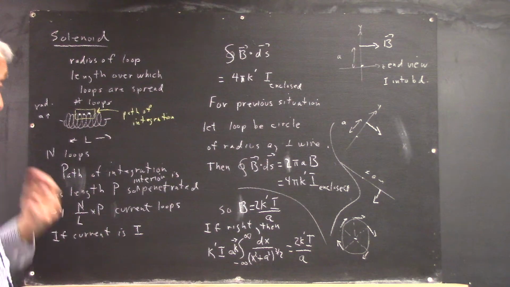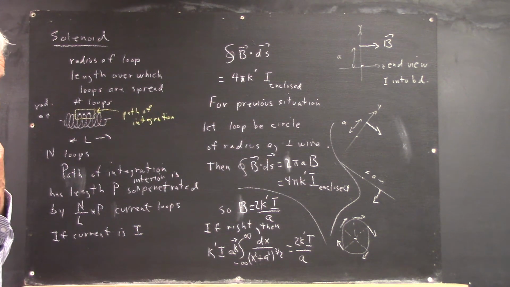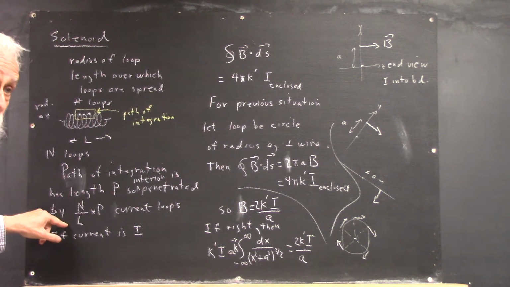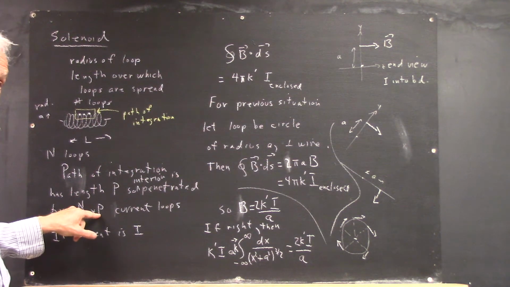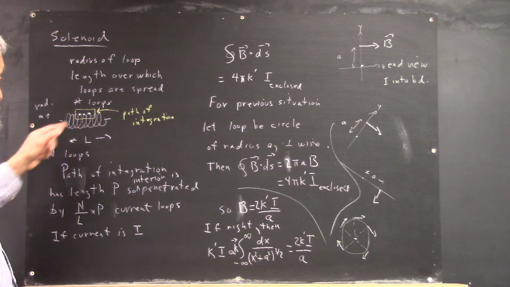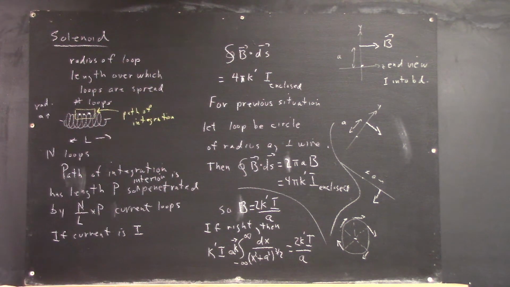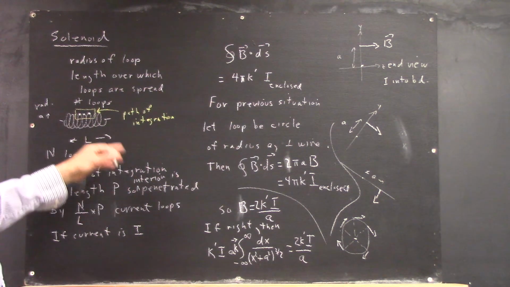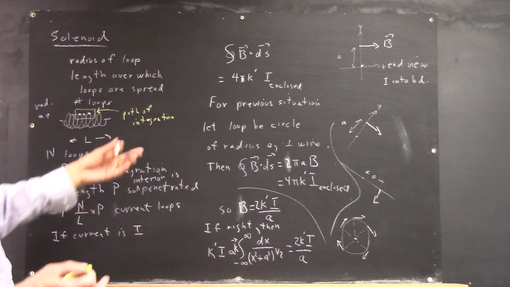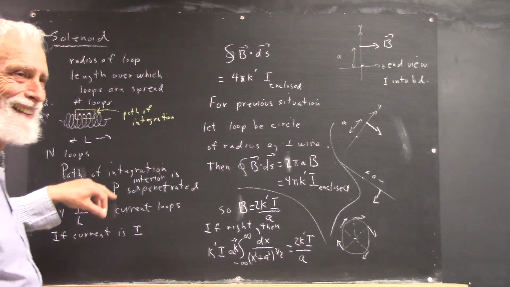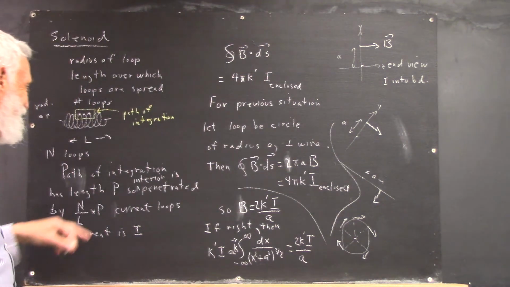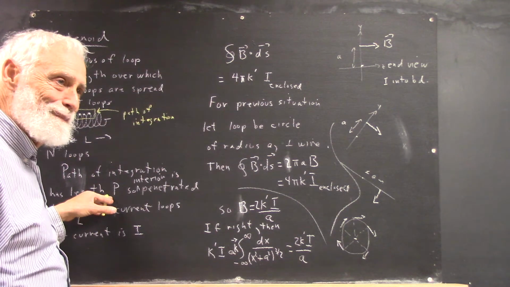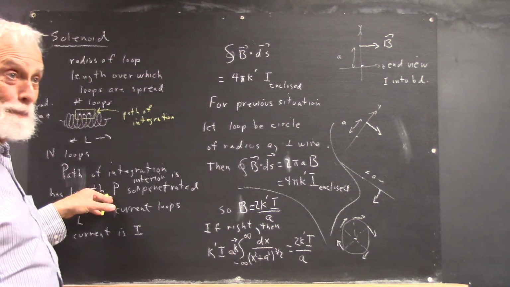Okay, well, how many loops are there? N over L, which is the number of loops per unit length, right? Times the length. Okay? P is the length of the path. L is the length of the whole thing. Bad notation. Probably shouldn't have chosen P, but I did.